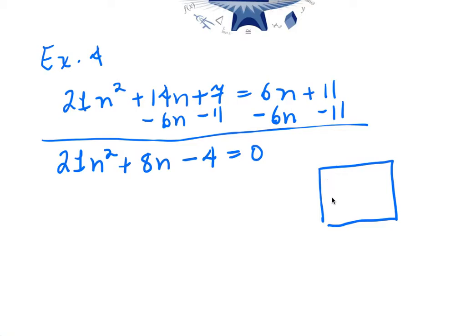And so we're going to put 21n squared in the upper left. We're going to put a negative 4 here. And then we're going to multiply 21 times negative 4, and we're going to end up with negative 84. So we're looking for factors of negative 84 that combine into positive 8. So I'm going to have a positive and a negative, and the larger absolute value is going to have to be positive because they got to combine into a positive middle term.